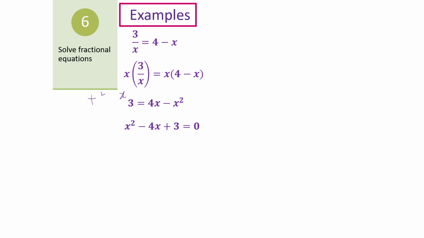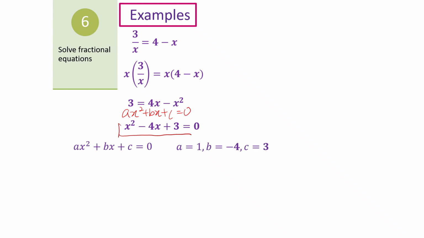You end up with a quadratic equation, which is x squared minus 4x plus 3. To solve this quadratic equation, which means to find the values of x, I'm going to use the quadratic formula. First of all, let's compare it with the general form of a quadratic equation, which is ax squared plus bx plus c equals 0. That will give you a to be 1, because x squared means 1x squared, b to be negative 4, and c to be 3. Negative 4. Make sure you include the negative sign.